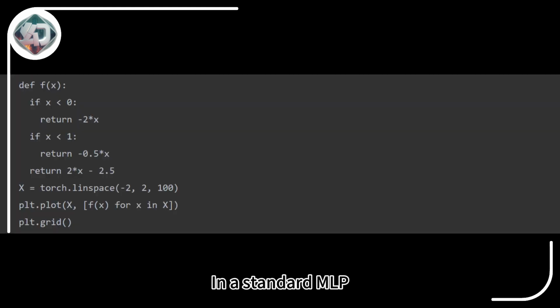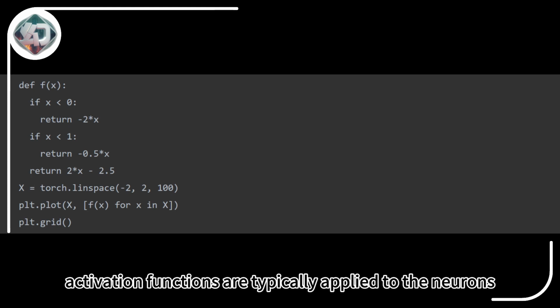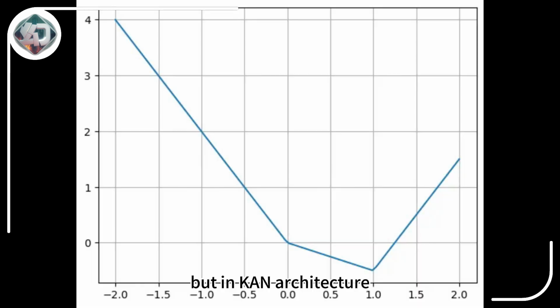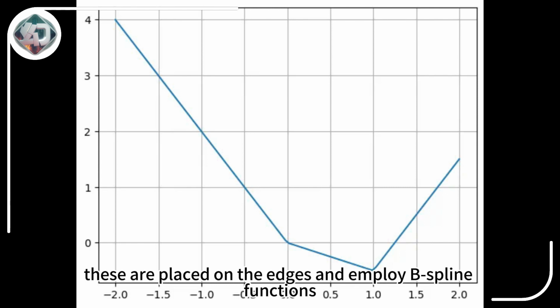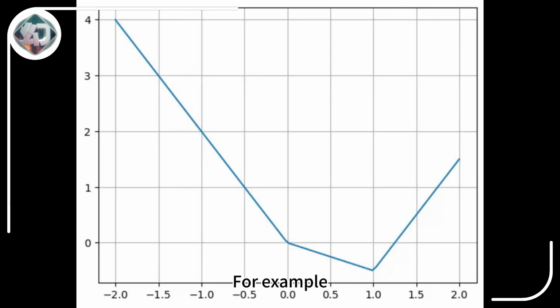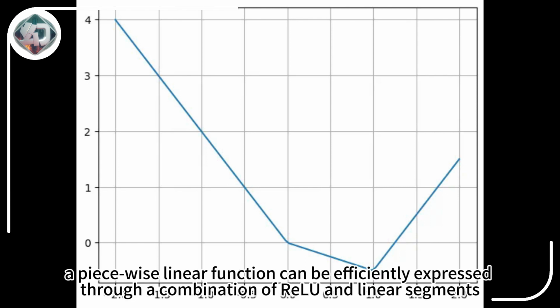In a standard MLP, activation functions are typically applied to the neurons, but in KAN architecture, these are placed on the edges and employ these spline functions. For example, a piecewise linear function can be efficiently expressed through a combination of ReLU and linear segments.